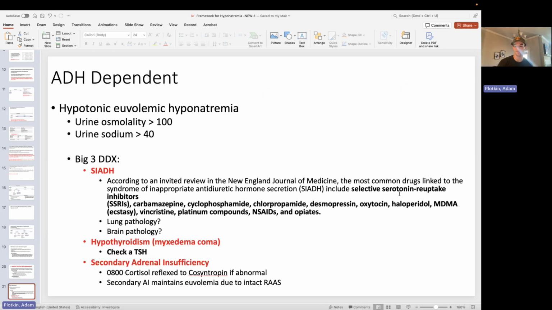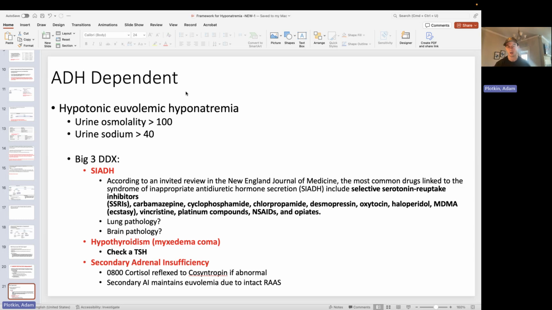So moving forward, if this is an ADH dependent cause, again, so we have hypotonic euvolemic hyponatremia. Our urine osmolality is greater than 100. Our urine sodium is greater than 40. There's another big 3 you want to consider. There's going to be SIADH. So looking at a review in the New England Journal of Medicine, some classic drug links to SIADH that you're going to want to know are SSRIs, carbamazepine, cyclophosphamide, desmopressin, which is ADH itself, oxytocin, haloperidol, MDMA, some of our chemotherapeutics, even NSAIDs and opioids.